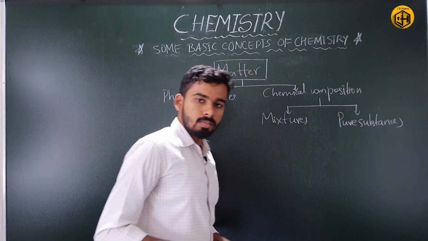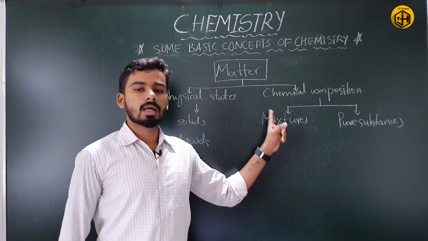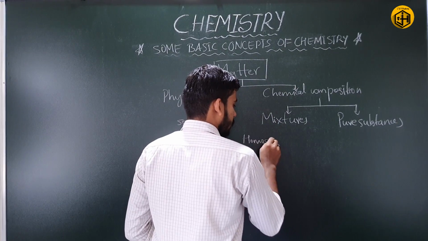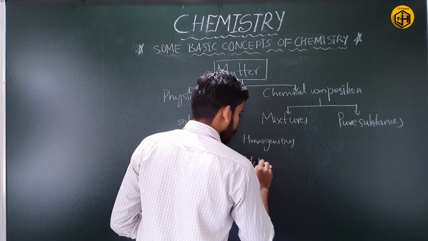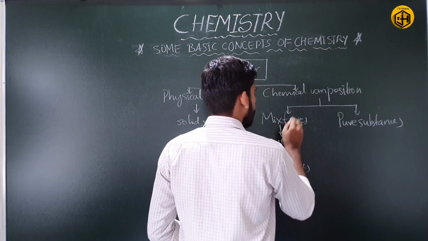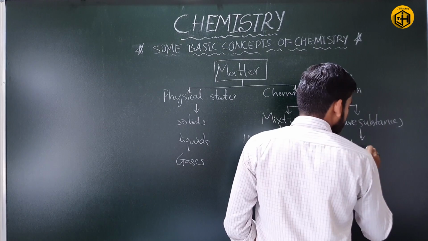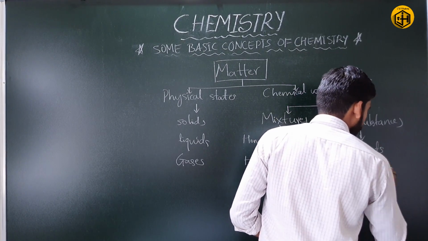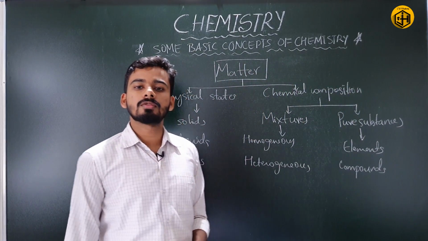Based upon chemical composition, it is classified into mixtures and pure substances. Mixtures are again classified into two types: homogeneous and heterogeneous. Pure substances are again classified into elements and compounds. These are the broad classification of matter.